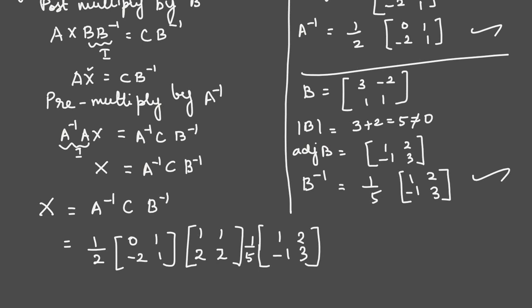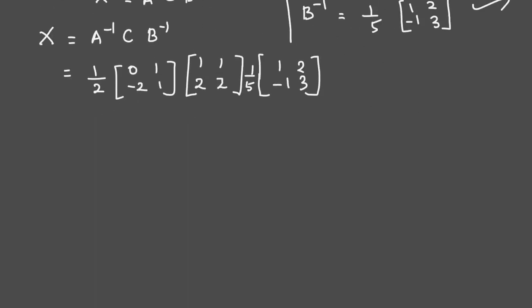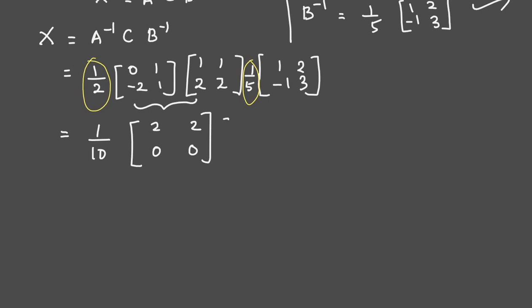Now take the product of all these three matrices, which is 1 by 2 into 1 by 5, which gives us 1 by 10. Multiply the first two matrices. First row, first column, 0 plus 2 is equal to 2. Next, first row, second column, 0 plus 2, 2. Next element, minus 2 plus 2, 0. Next element, second row, second column, minus 2 plus 2, 0, into the matrix 1, 2, minus 1, 3.